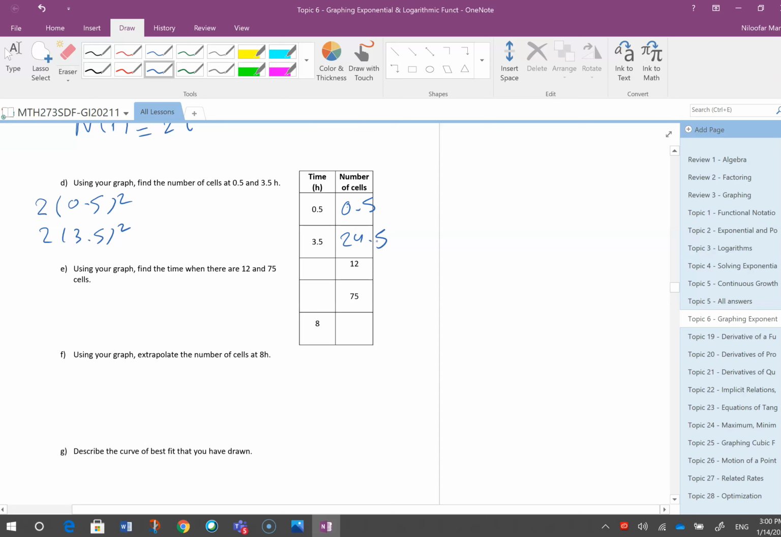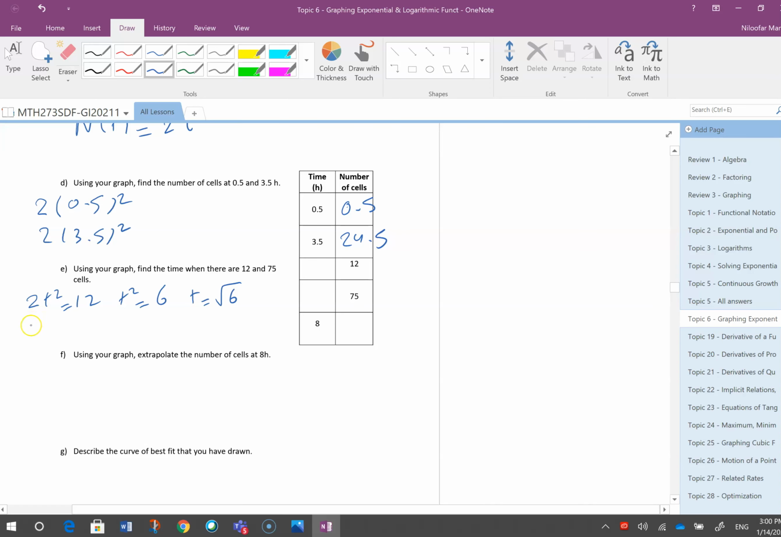Okay, so what is the time that N(t) is 12? I have 2t squared equals 12, which means t squared equals 6, which means t is radical 6. Because t is time, I cannot say plus or minus. It cannot be negative. It doesn't make sense.